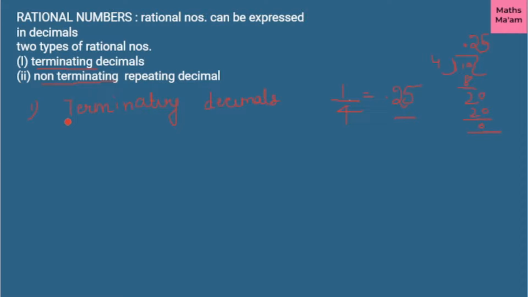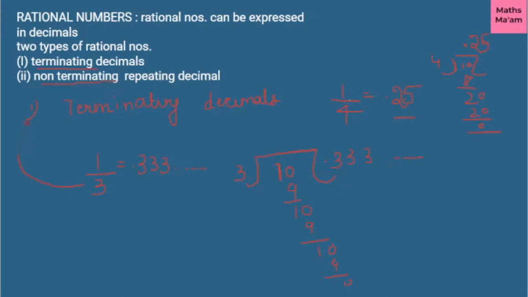Suppose if you divide 1 by 3, then what you will get? The starting will take decimal, 9, 1 again decimal 9 and 1 again, like this. It will keep on going like this. So 1 by 3 can be written as 0.3333 and so on.